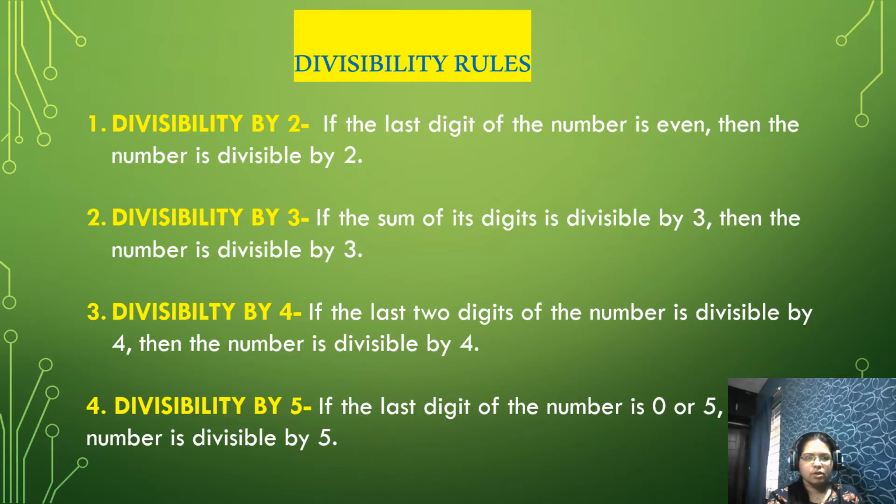Now we'll discuss the divisibility rules. First one is divisibility by 2. If the last digit of the number is even, then the number is divisible by 2. Second one is divisibility by 3. If the sum of all its digits is divisible by 3, then the number is divisible by 3. Third one is divisibility by 4. If the last two digits of the number are divisible by 4, then the number is divisible by 4. Fourth is divisibility by 5. If the last digit of the number is 0 or 5, then the number is divisible by 5.